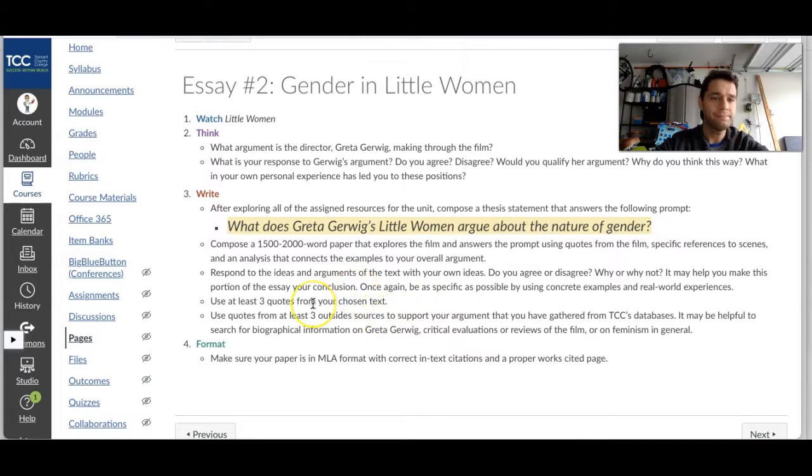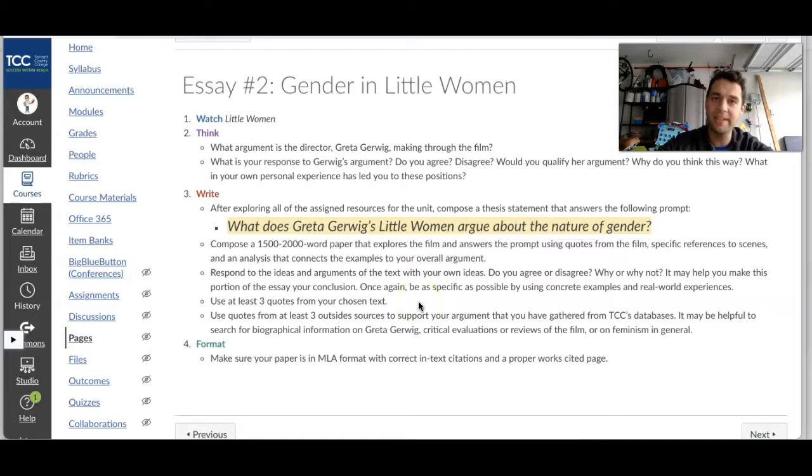I want you to respond to the ideas and arguments of the film with your own ideas. Do you agree or disagree? Why or why not? So it may help to think of this portion of the essay as your conclusion. If you're unpacking the argument that the essay makes, you can conclude your essay with what you think and what you feel about it, and give me your ideas and opinions. It's okay. Once again, be as specific as possible.